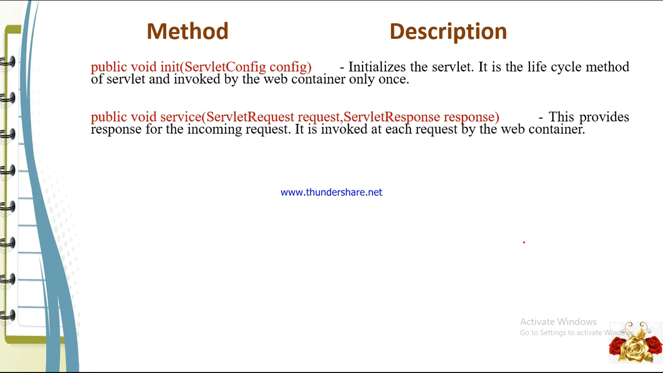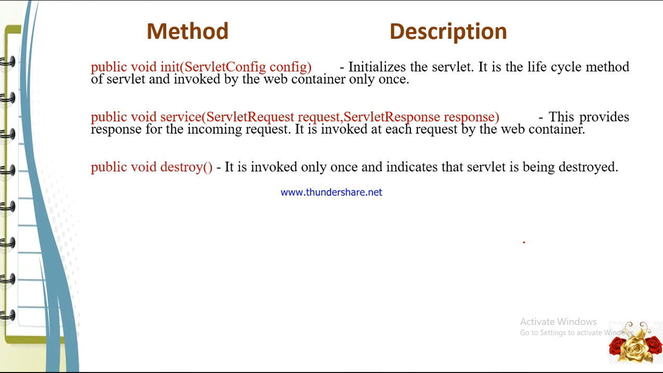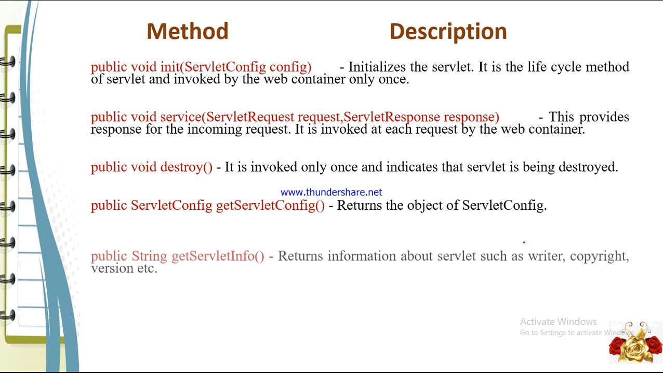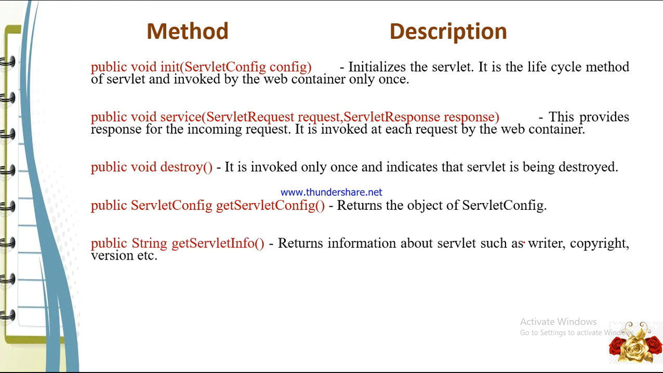For this void service, servlet request and servlet response. This provides the response for incoming request. So like that, you have to use a number of methods: void destroy, servlet config, get servlet info, string get servlet info. Okay. So these last two methods return the object's information about the servlet.